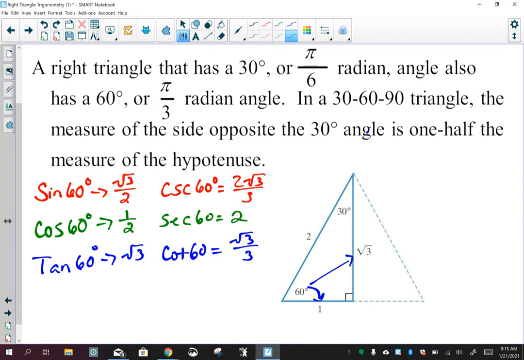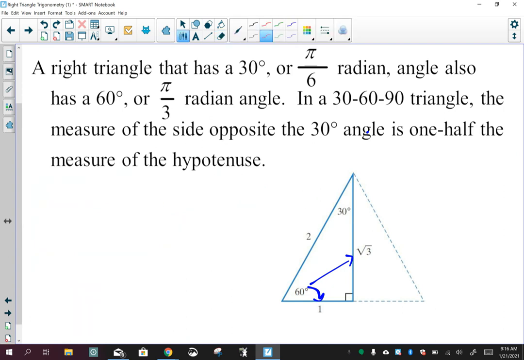Okay? Now, here's the cool thing about this. You need to remember these numbers. So when we talk about 30 degrees, they're going to be the same numbers, except they're just going to be in a different order. Okay? So you're not going to get any new numbers. You're just going to get a different order that they're going to be going in. So remember those numbers.